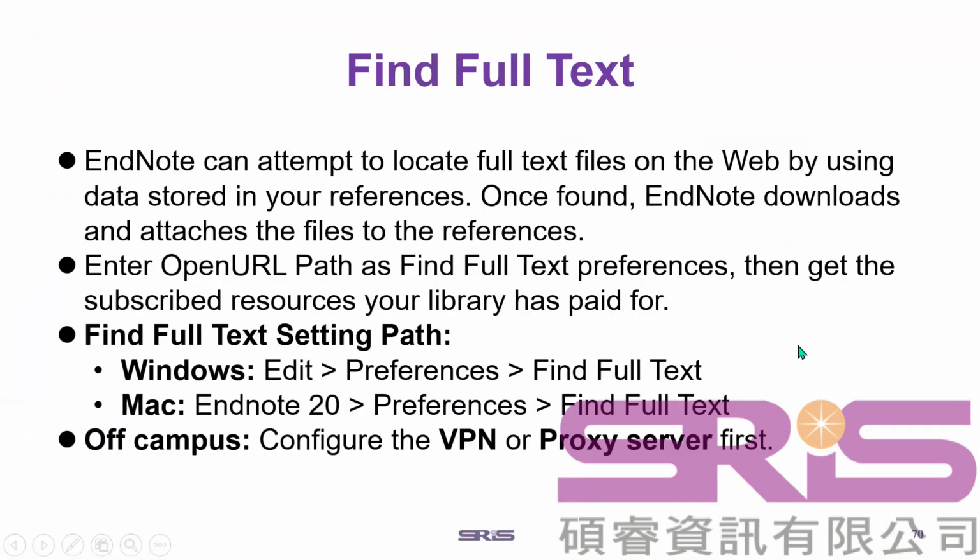Okay, so if you have references in your EndNote library, but you want to find the full text, you can try this function, and you have to do some first-time setting. In Windows, you have to go to Edit Preferences for Text, and in Mac, you go to EndNote 20 icon and Preferences, then Full Text. Find full text. If you are off campus, please configure the VPN or proxy server first.